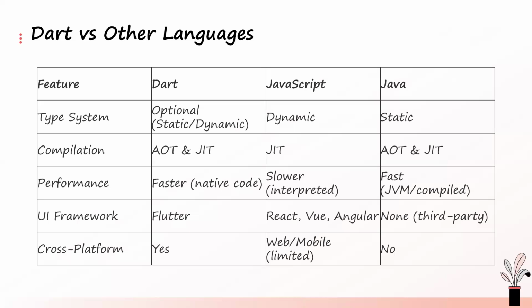Performance, that is faster. JavaScript is slower. All right, so this is the reason why they are creating that. Let's see if they can beat JavaScript. Let's see if they can. Maybe in the next 10-20 years they might beat JavaScript, but let us see. That is faster for native code, but JavaScript is slower because it's an interpreted language.